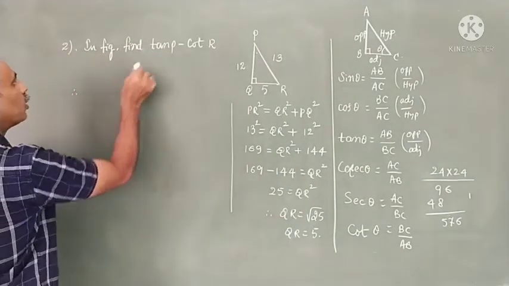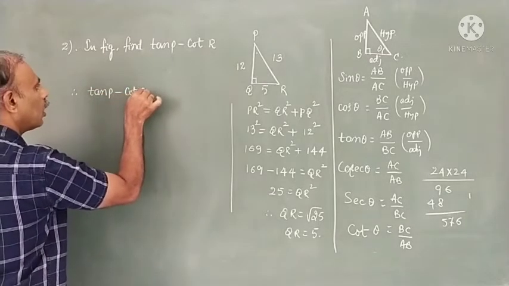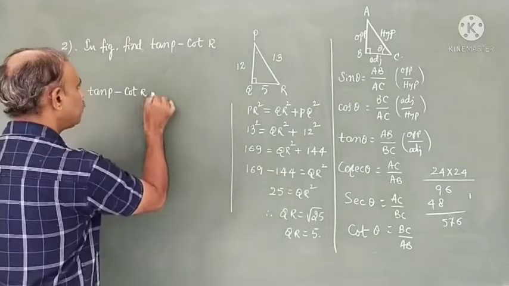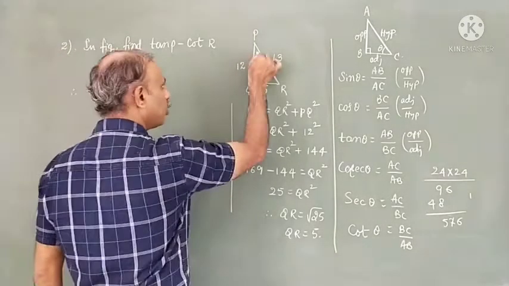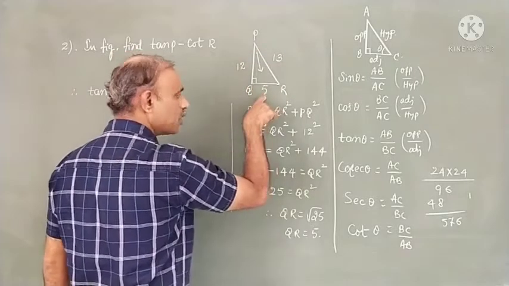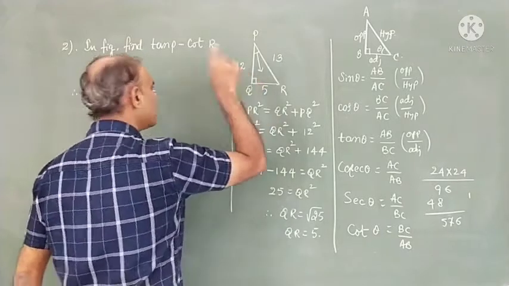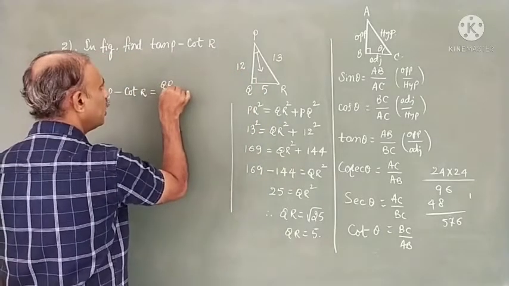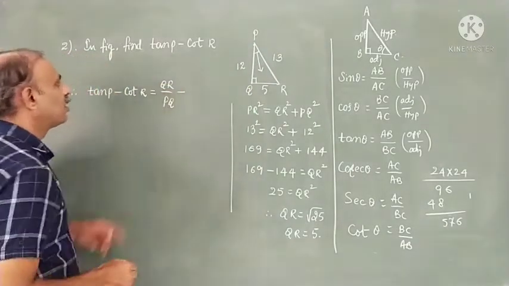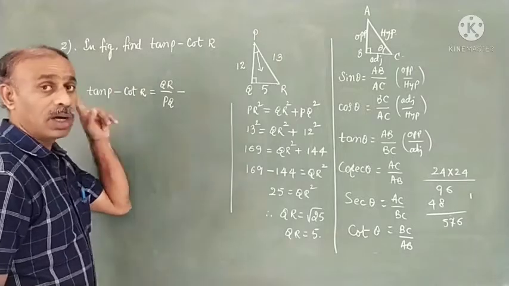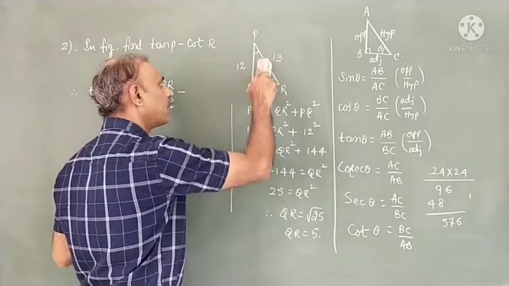So therefore, tan P minus cot R, together we can find. What is tan with respect to P? With respect to P, this is the opposite side, and this is the adjacent side. QR by PQ, minus cot with respect to R. That is very important. Cot we need to find with respect to R.